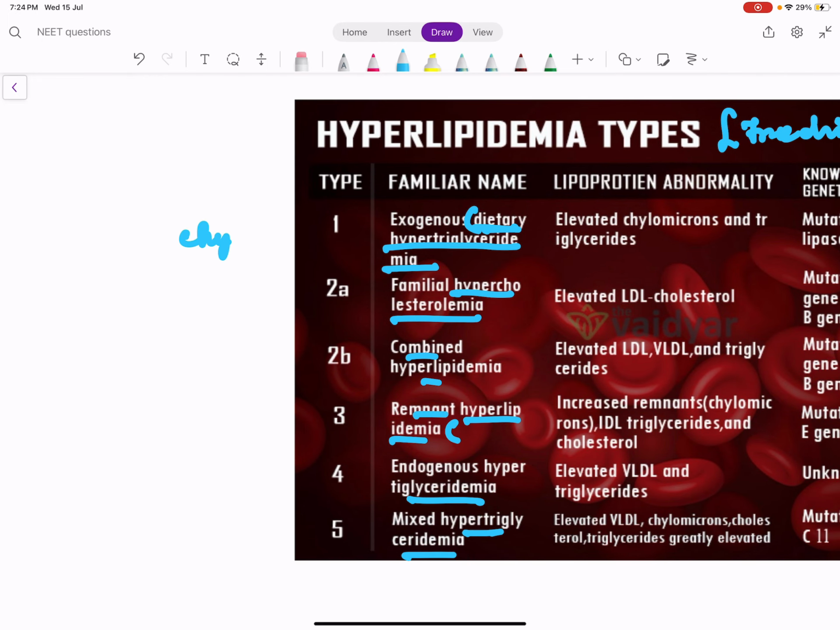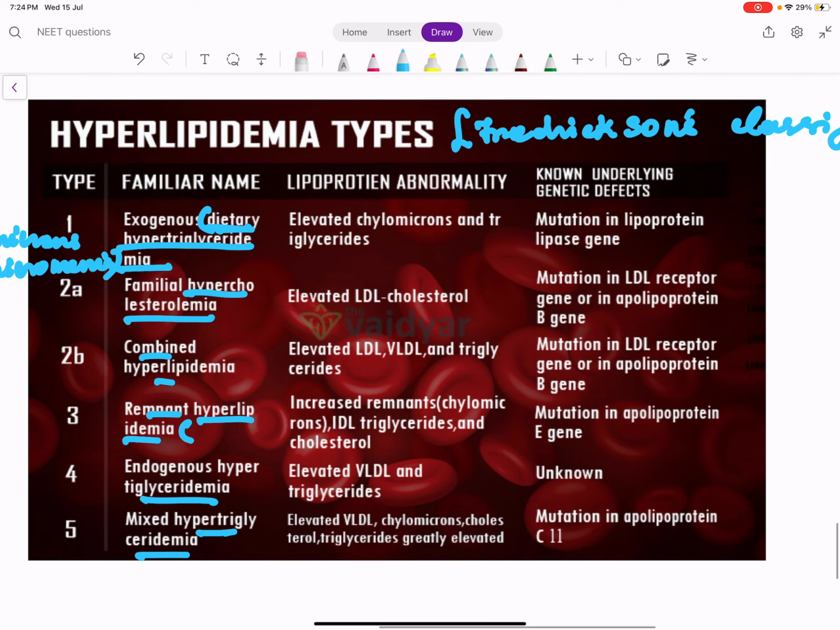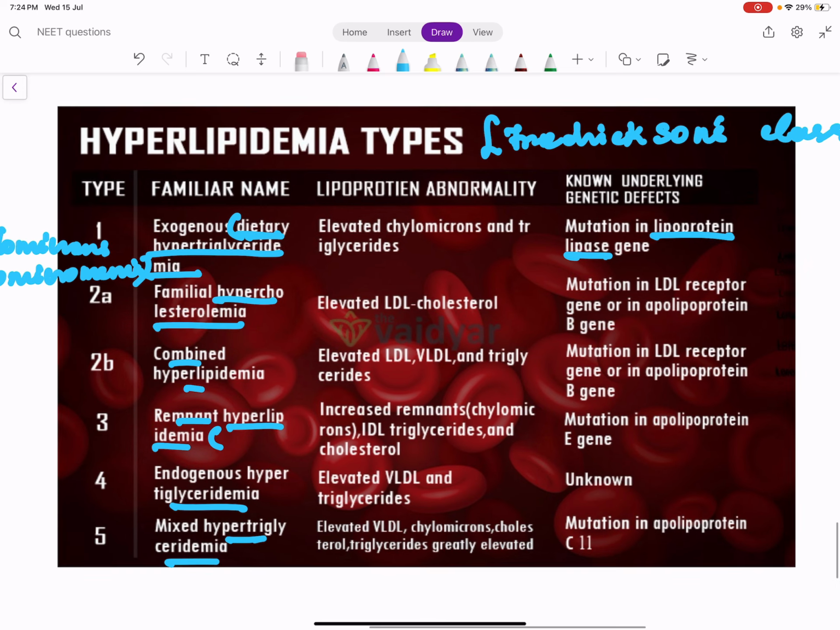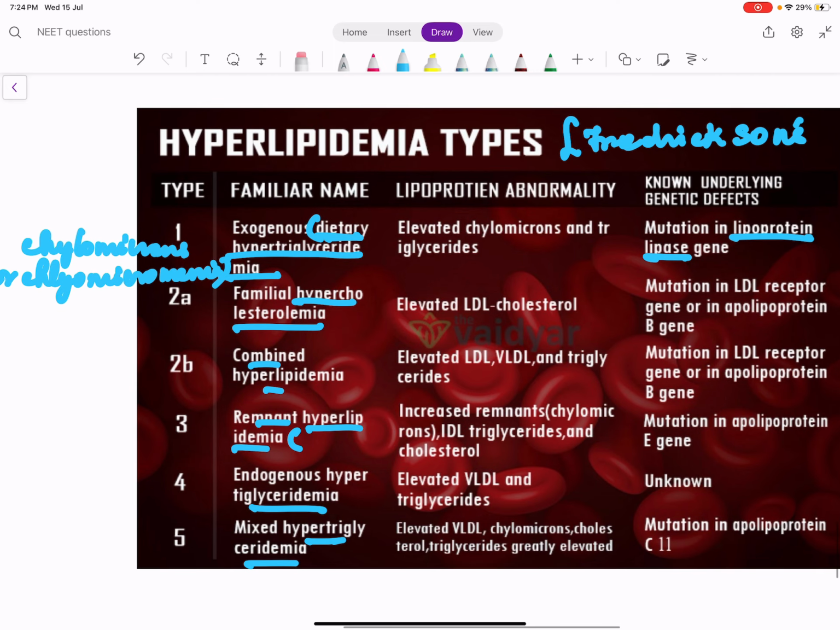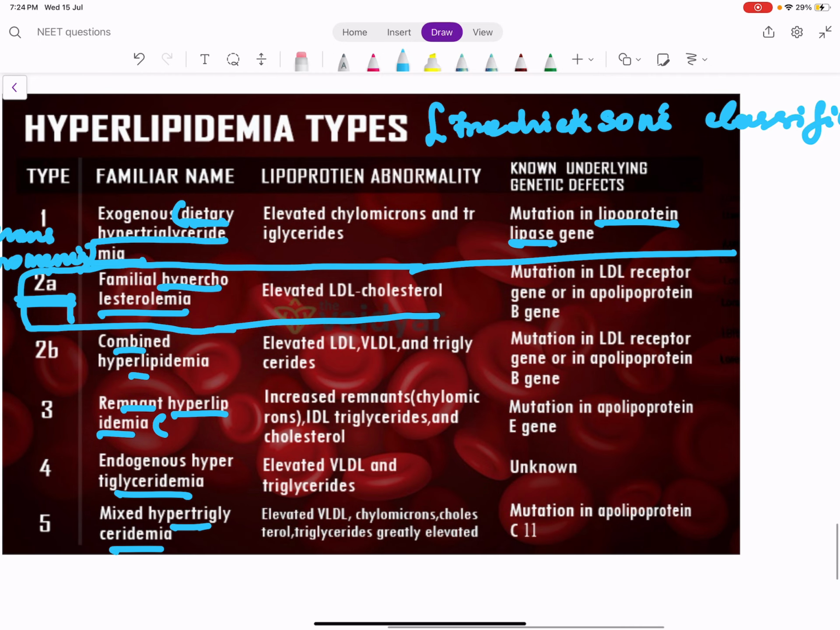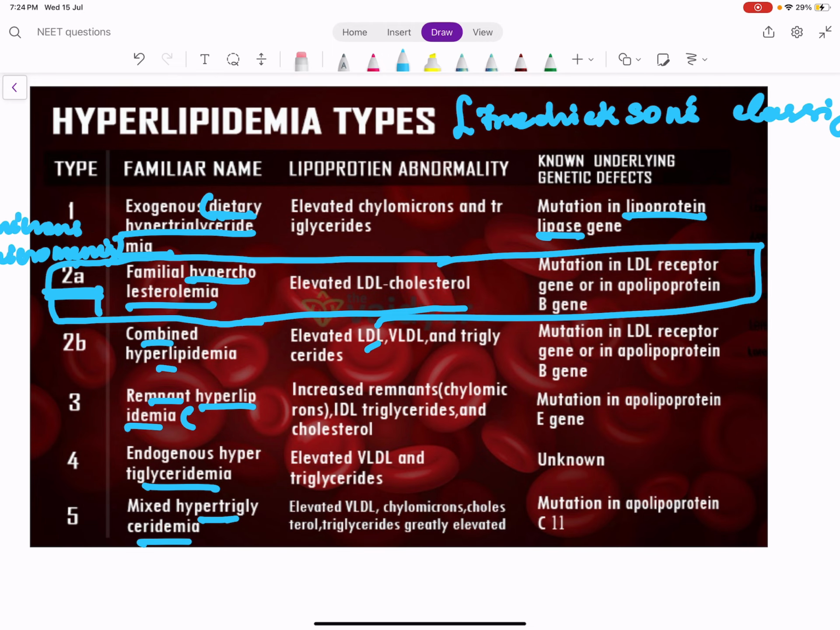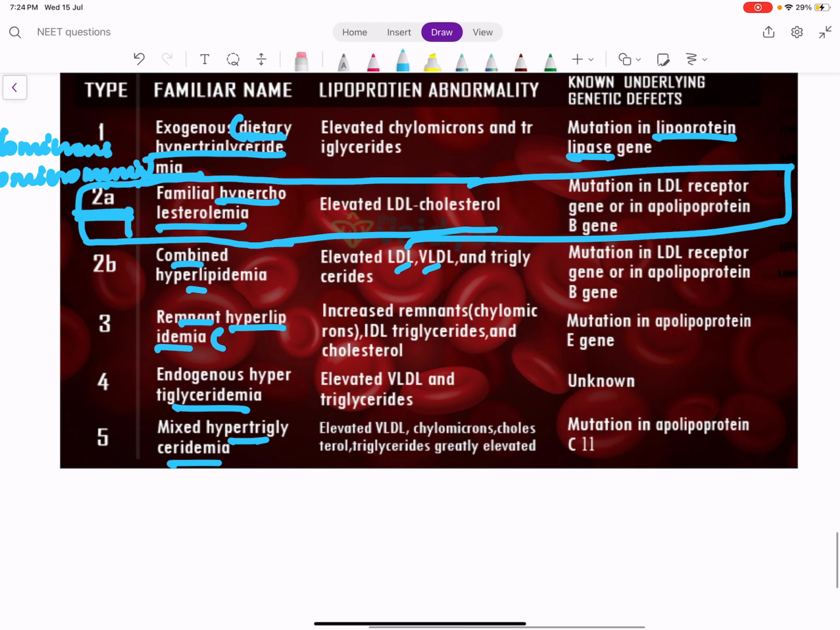The dietary triglyceride is actually chylomicrons. So type 1 is also called hyperchylomicronemia. Remember, chylomicrons are triglycerides from the diet. What is the mutation here? Lipoprotein lipase. So type 1, elevated chylomicrons, lipoprotein lipase. 2A is the one we have discussed just now, the familial hypercholesterolemia. What is elevated? LDL is elevated. What is the mutation? LDL receptor. Okay. 2B is combined hyperlipidemia. LDL, VLDL, everything is elevated. It's not very important for MCQs.